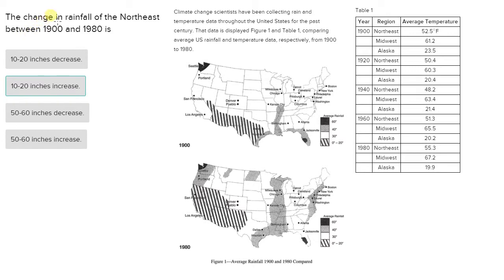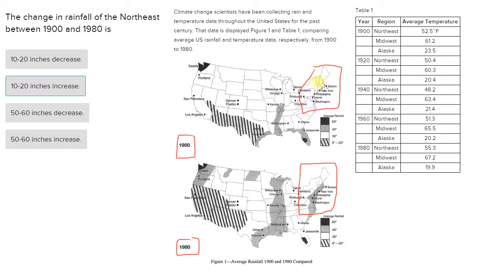So the question's asking us, the change in rainfall in the Northeast between 1900 and 1980 is. So we're looking at the Northeast. We're looking at this geographical region right here. And we're looking at the change in rainfall between 1900, which is this diagram, and 1980, which is this diagram. So is it going to be a 10 to 20 inches decrease, 10 to 20 inches increase, 50 to 60 inches decrease, or 50 to 60 inches increase?